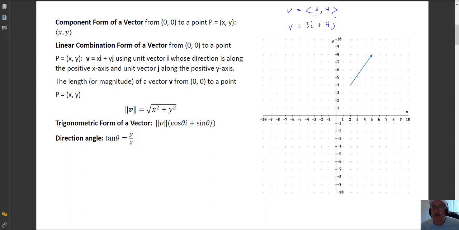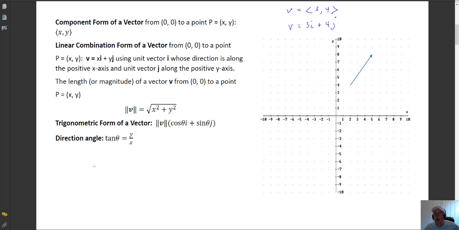The vector could be written in component form, 3, 4, the x and y components, or 3i plus 4j, but there is yet a third way to write this vector, and we are going to call it the trigonometric form or polar form of the vector, which is the magnitude times the cosine of theta i plus the sine of theta j. All right, so we're going to also write it this way. So also we're going to look at the direction angle, which is the tangent of this.